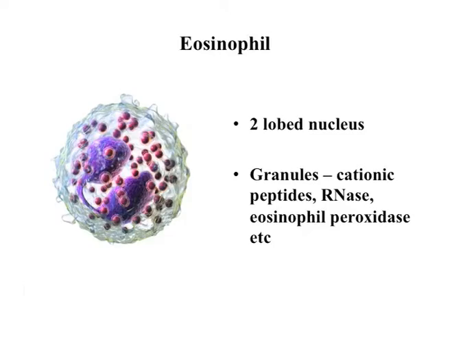Eosinophil, another granulocyte, also has granules in its cytoplasm, and these granules take the acidic dye eosin red. That is why they are called eosinophils. The granules are full of different enzymes, RNAs, and cationic peptides, and these are released mainly in case of a parasitic infection. They also take part in allergic response. Eosinophils are also phagocytic cells.